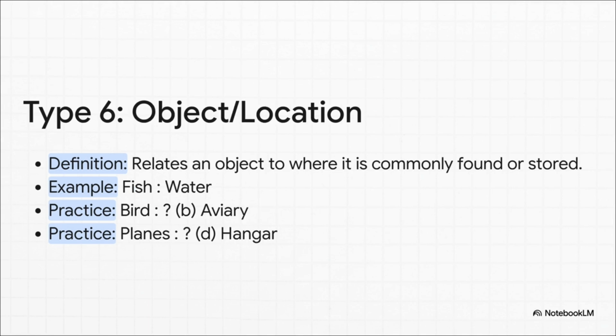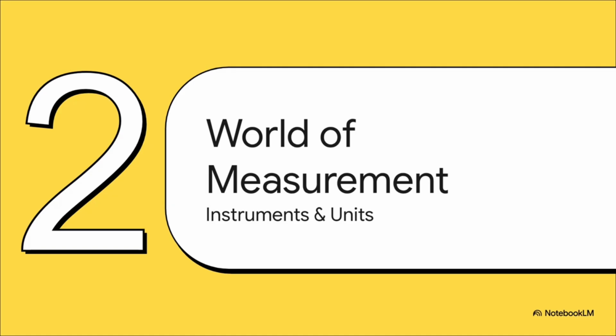And to finish up our tangible world section, we have object and location. It's just about where things belong. So a fish might live in an aquarium. Where would you expect to find a whole bunch of birds? That's right, in an aviary. Answer B. And where do we store planes? In a hangar. Answer D. Great job. Let's move on to our second big category, the world of measurement.